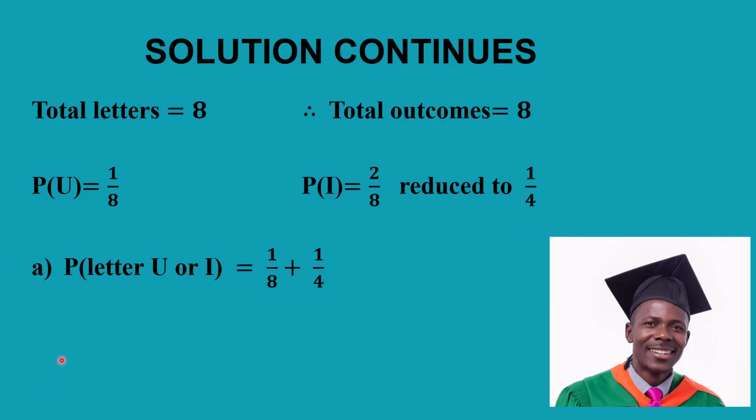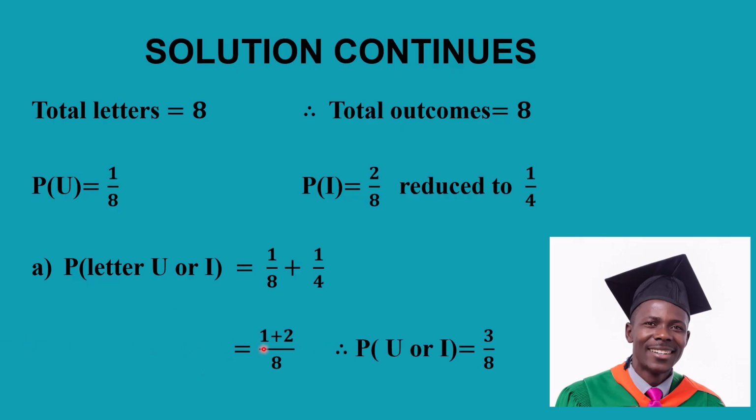So the probability of either picking a letter U or picking a letter I is now going to give you 1 out of 8 plus 1 out of 4. Remember, "or" simply means, when it comes to probability, we are adding the given probabilities. So in this case, we are adding 1 out of 8 plus 1 out of 4. What gives you the confidence to say you are adding? It is this word here, "or". Great.